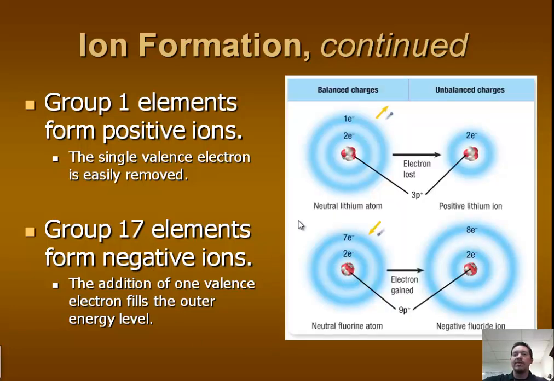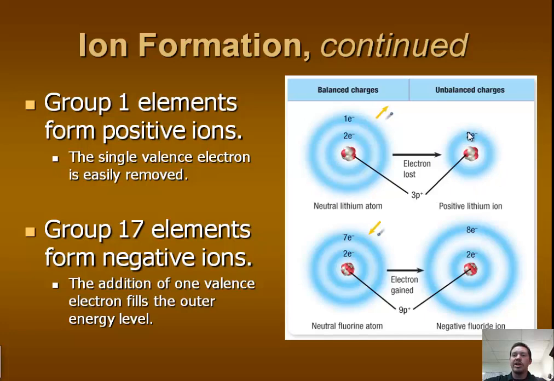So getting a visual here, we've got lithium, which is found in that first group. Lithium has one valence electron out here. It's going to be easier to lose that one than gain 7. And when it does that, it loses the electron. It now has a stable outer shell.